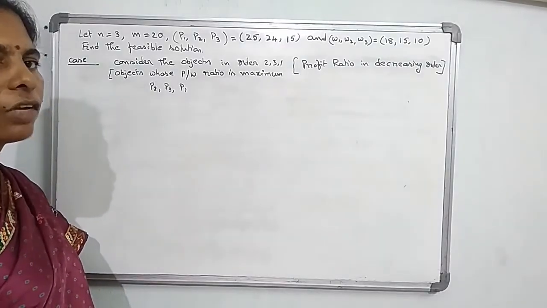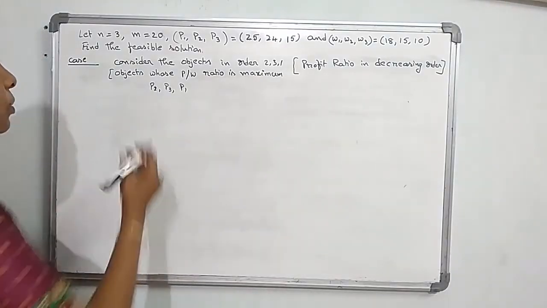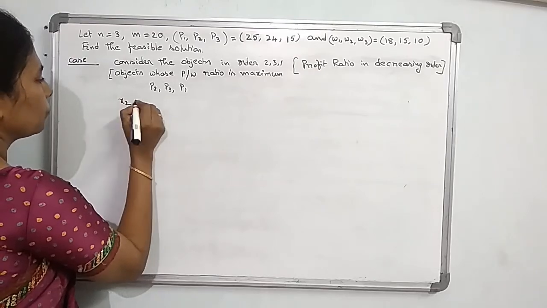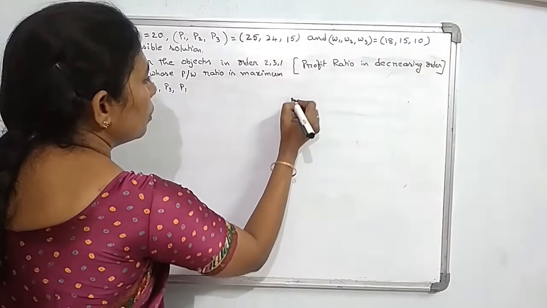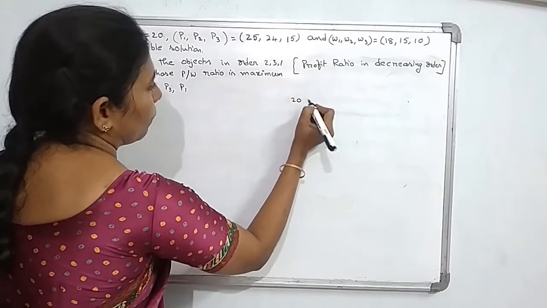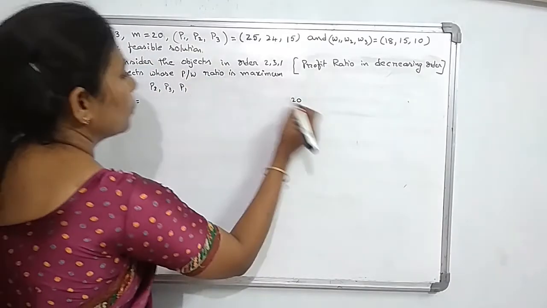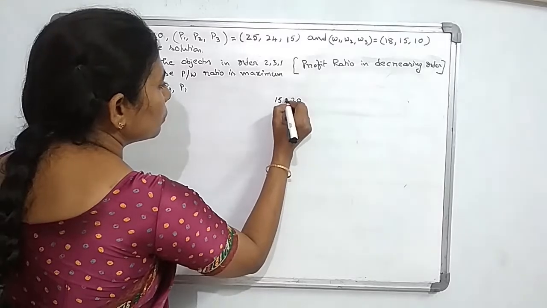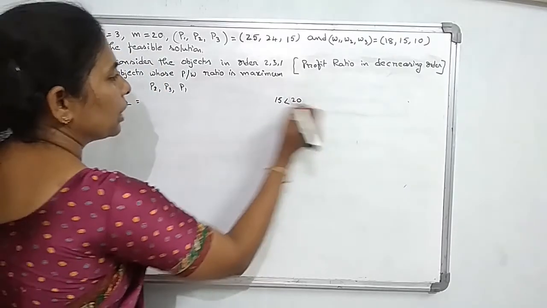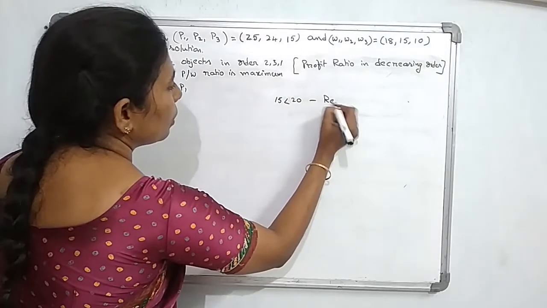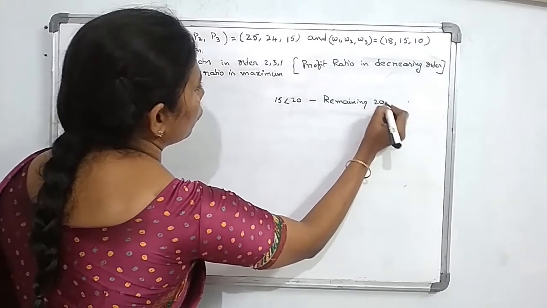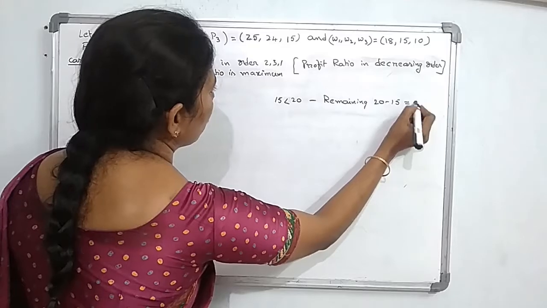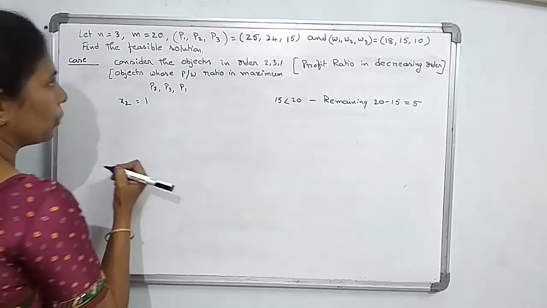So after that, you can find out the xi values. First you take the x2 value. The weight W2 is 15. The bag capacity m is 20. So 15 is less than 20, so you can take this one. The remaining is 20 minus 15, that is 5. So this means it is fully included. So x2 value is 1.